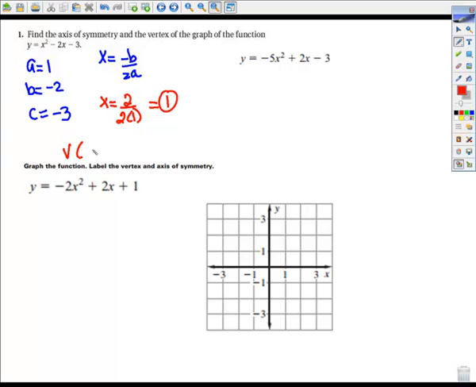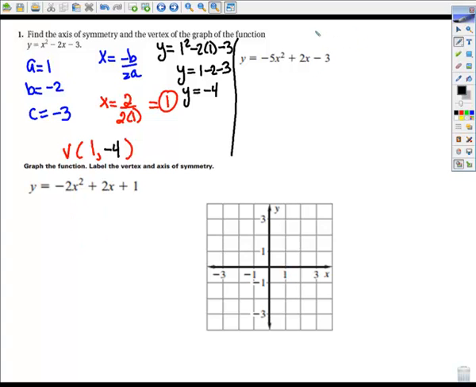Now my vertex, I know it's going to be 1, comma, I have to figure it out. So I'm going to go ahead and put this into the formula, y equals 1 squared minus 2 times 1 minus 3. So y equals 1 minus 2 minus 3, which gives me a negative 4. So my vertex is 1, negative 4. And I will use this information later, when we get down here, to make a graph.